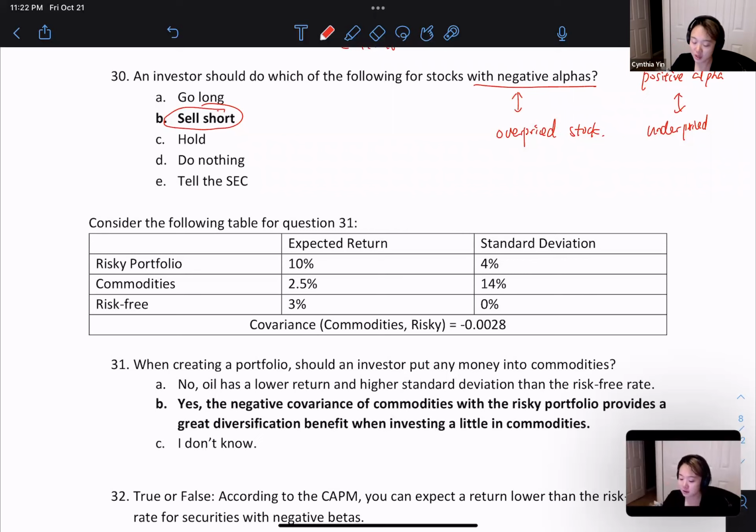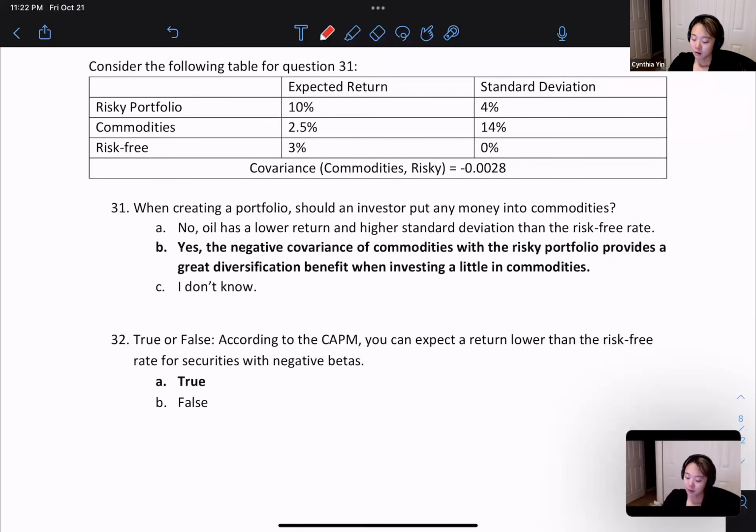And here in this question specifically, I detoured a lot, but back to this question, because you expect some stocks with negative alpha, meaning they are overpriced, right? So you want to short sell rather than buy it, okay?